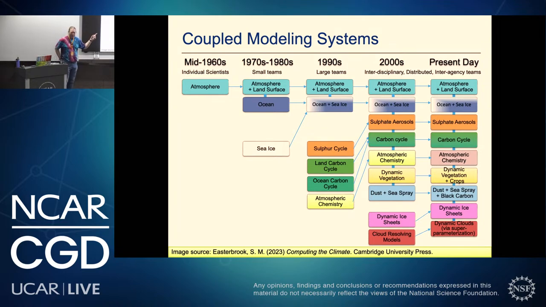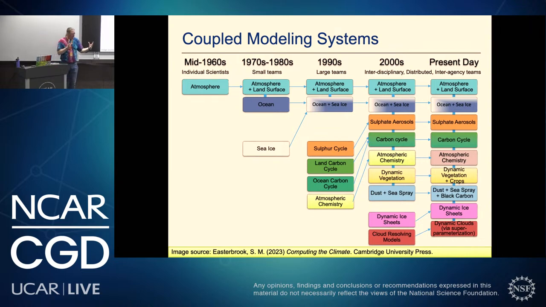People might have seen versions of this diagram before. There's a version of it in one of the IPCC reports. This is my own reconstruction of it. But in the chapter on coupling, on coupled models, how do you actually bring these components together and couple them? I talk all about these architectural decisions.